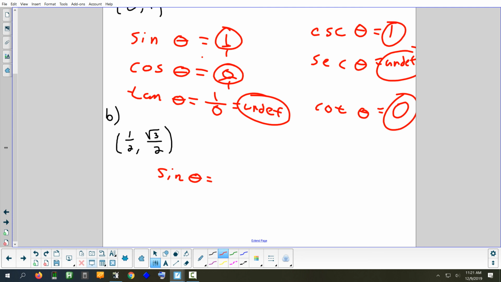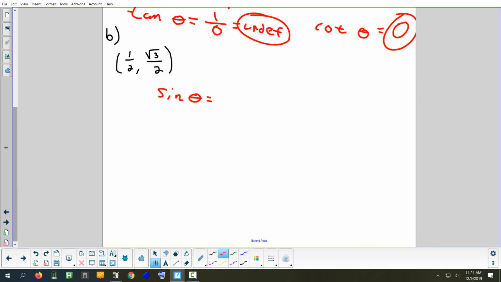Okay, start with our sine. Sam, what's my sine going to be here? It's going to be square root of 3 over 2. Yep, sine is my y. Cosine is going to be my x, so that's a half.